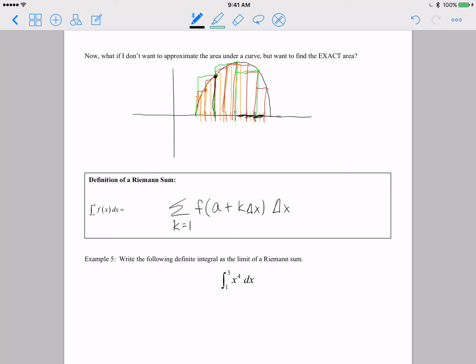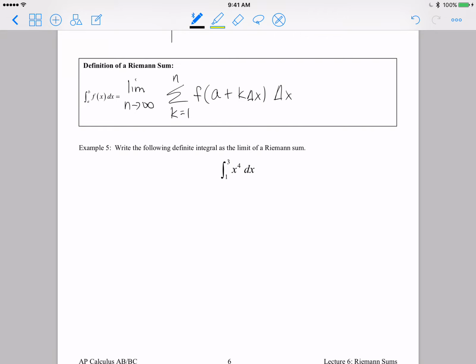Now, if I want to take infinitely many rectangles, we're going to put n right there, and then we're going to take the limit as n goes to infinity. So this pretty much just needs to be memorized. These are really not hard problems. It's just basically identifying what exactly it is that you need, and plugging it into the formula. And I'm also going to write in here that the formula for delta x is b minus a over n. Okay, so example 5: write the following definite integral as the limit of a Riemann sum.